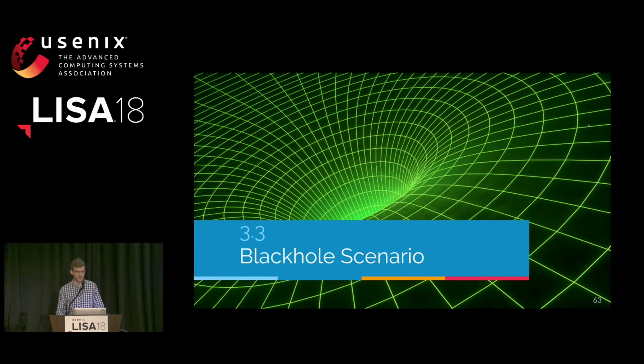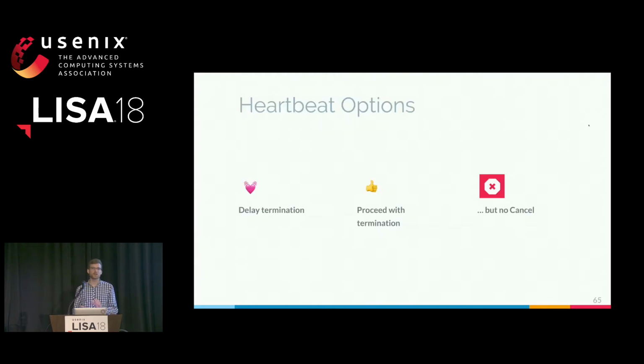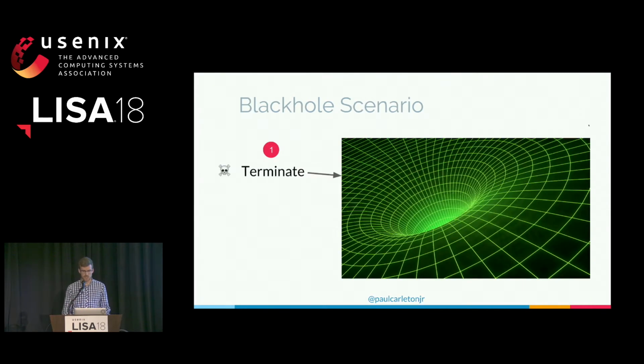So the next scenario I'm going to talk about is called the Blackhole Scenario. This is the last time I'll put this slide up, I promise. We're going back to the Terminator, but this time I want to talk about those signals it's sending. It could send a heartbeat to say, please wait to terminate me, or it could send a thumbs up to say, okay, now I'm okay to be terminated. But there was no cancel. There was no, wait, I actually don't want to be terminated. So once you sent that terminate API call, you had crossed the event horizon of the black hole. There was no escape. That instance was being terminated.